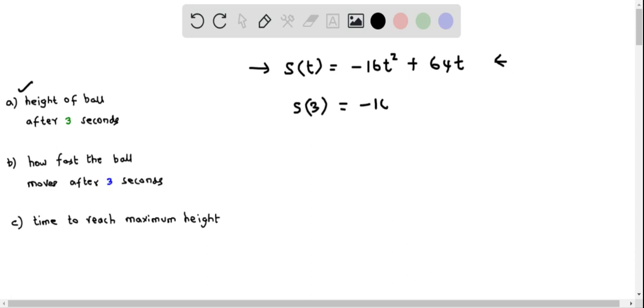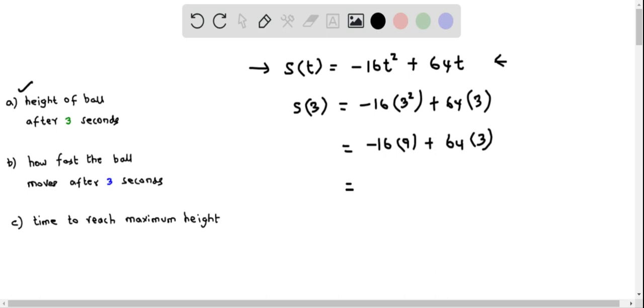So this means I will get negative 16 times 3 squared plus 64 times 3. 3 squared is 9. We plug this expression into the calculator, and when we do that, we get 48. And since the distance is in feet, we put the unit as 48 feet. So this is the height of the ball after 3 seconds.